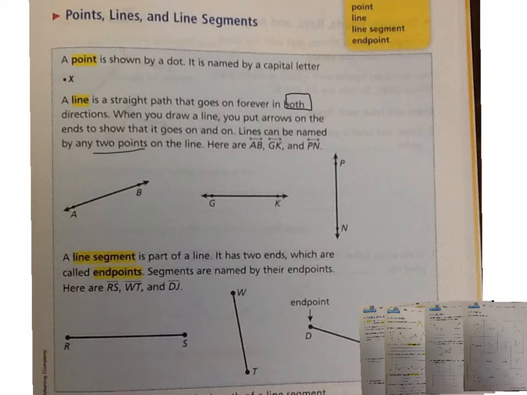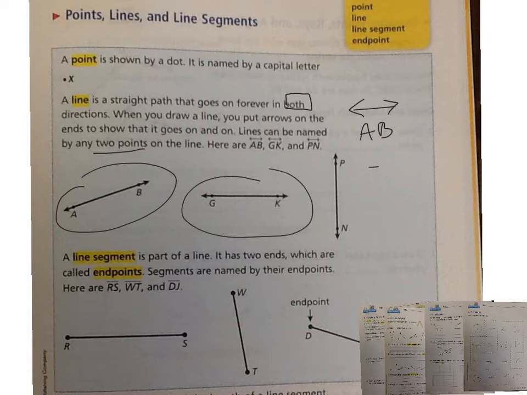Here are line AB, line GK, and line PN. Here's line AB because the line goes on forever through these 2 points. This is called line AB, and that's how it would be written. Line AB, on top of it you'll have a little tiny line with AB underneath it. Same thing here, line GK, and the next one is line PN.